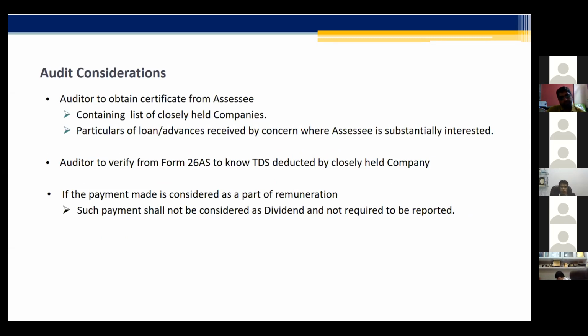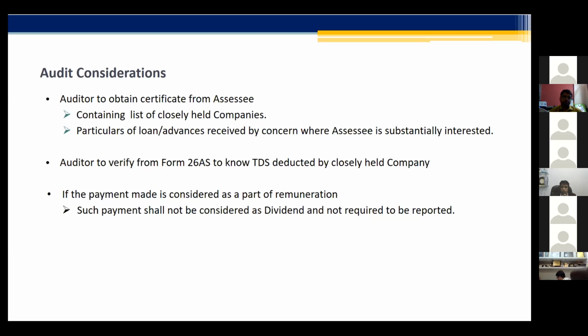As an auditor, you need to obtain the list of closely held companies. Anyway, we are also doing it for the related party transactions. You also need to take a list of particulars of loans and advances. You can also verify 26AS, because if some interest is paid or received, you will come to know about such transactions. And we can inquire into the shareholding pattern of those entities.